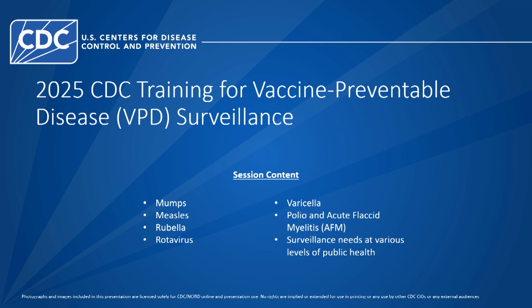In this session, we will cover mumps, measles, rubella, rotavirus, varicella, acute flaccid myelitis, and polio. In addition, we'll discuss surveillance needs at the various levels of public health. The Manual for the Surveillance of Vaccine-Preventable Diseases, which includes many disease-specific and cross-cutting chapters, will serve as the text for this course. Throughout this session, subject matter experts may make reference to specific chapters or appendices found in the manual.